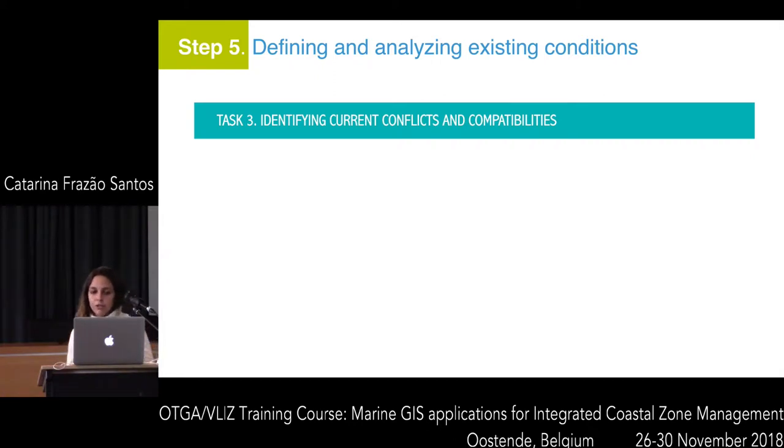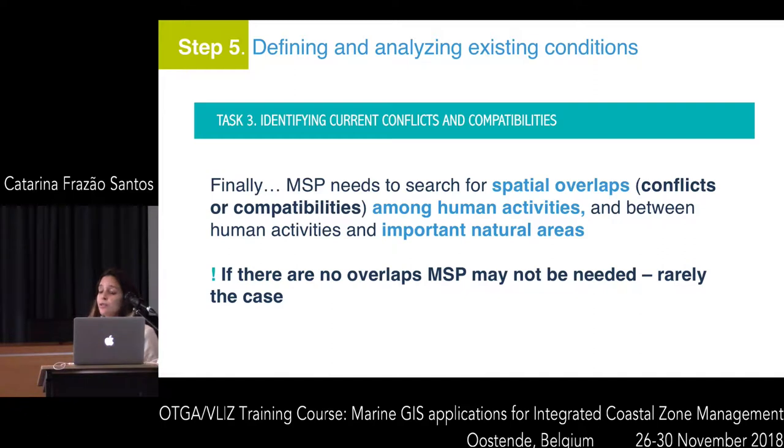So after having information on the ecological part and on the socio-economic part, you should be able to identify current conflicts and compatibilities. So you need to search for spatial overlaps, either conflicts or compatibilities, because while some uses cannot occur in the same place, others can. For example, with aquaculture and renewable energy, there have been discussions of having both in the same place. But for example, you cannot have pipelines and fisheries in the same place if the fisheries are getting to the bottom. So you need to identify those spatial overlaps and whether those areas have conflicts or compatibilities. Not only among human activities, but also between uses and the environment. And ultimately, if there are no overlaps, you may not need marine spatial planning, but this is very rarely the case.